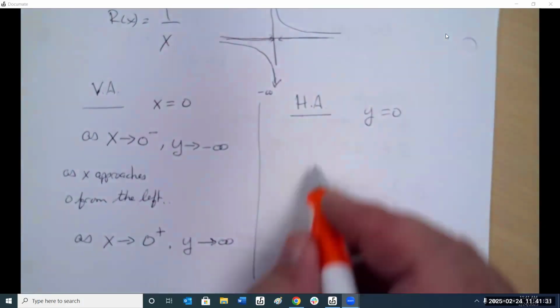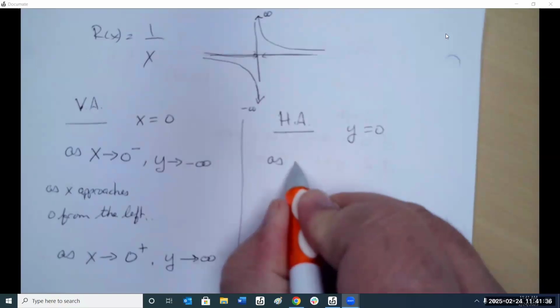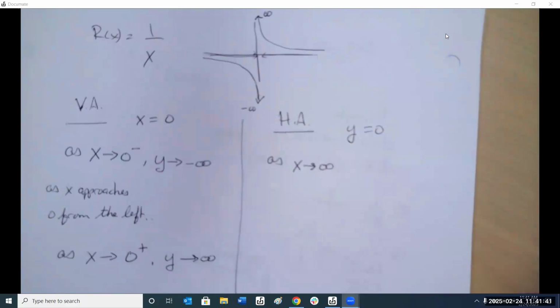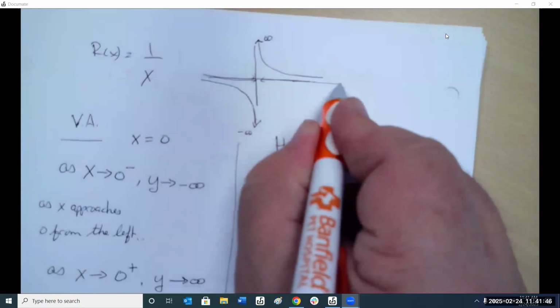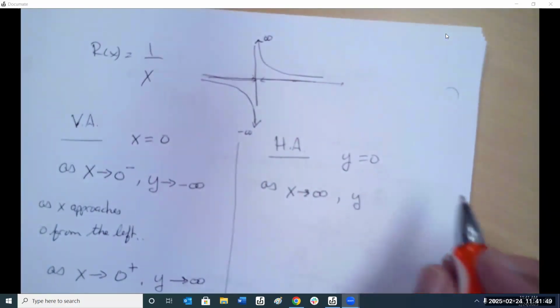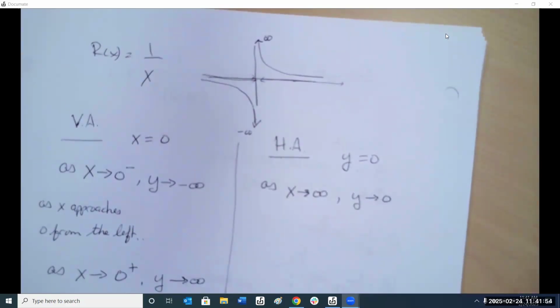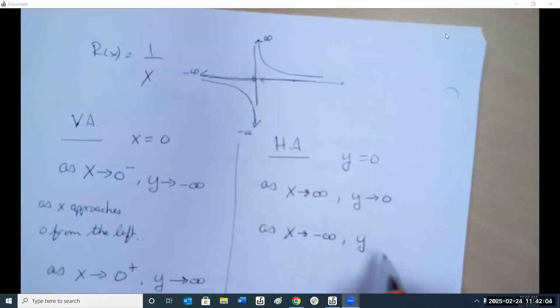Okay, so now let's look at the horizontal asymptotes. For these, as X goes to infinity, where's the Y value going? As X goes to negative infinity, Y is going also to 0.